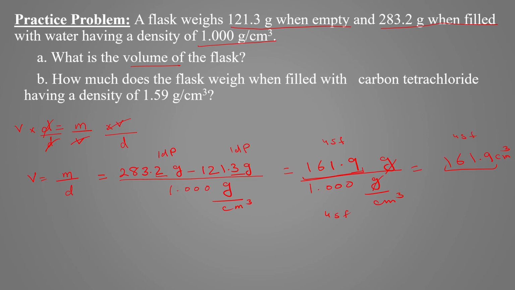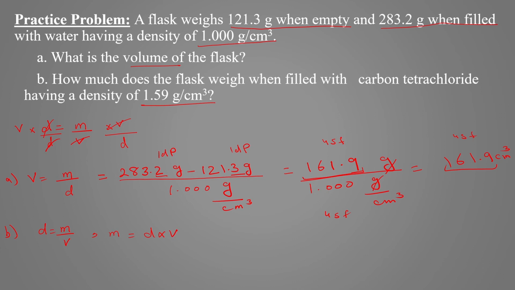Now B is: how much does the flask weigh when filled with carbon tetrachloride having the density of 1.59 grams per cm cube? Again, you have to find how much the flask weighs. Your formula for density is density equals mass over volume. This time you have to find mass, right? So let's do the equation rearrangement. Do the exact same thing on the scratch paper, and you will get the answer, which is mass equals density times volume. So this will be the formula.